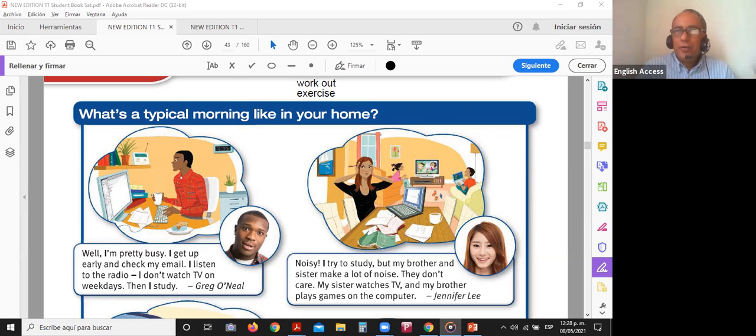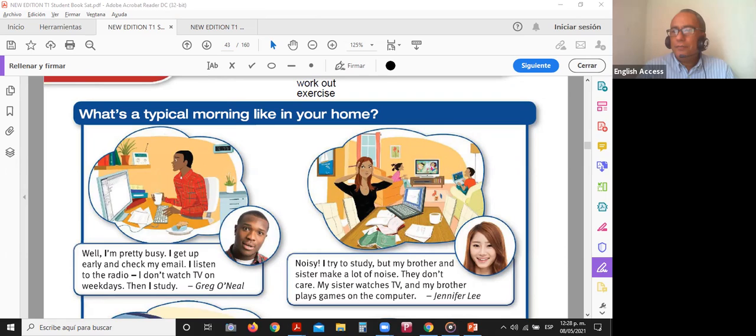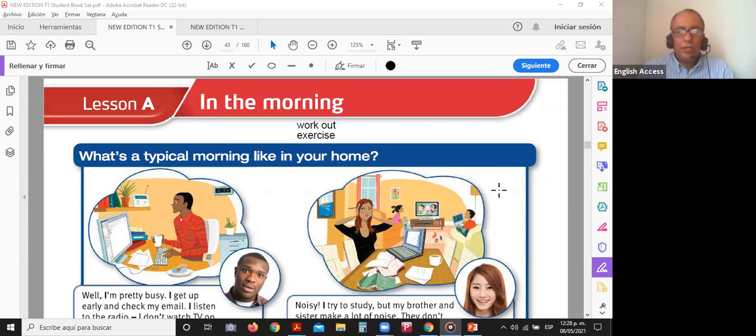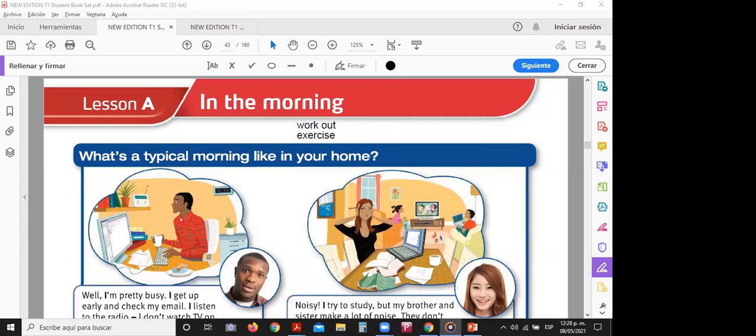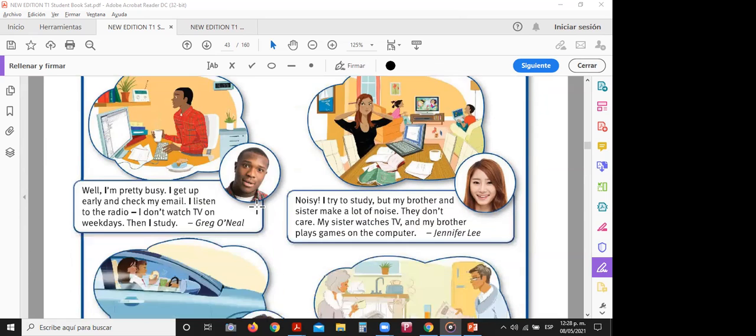Page 34. Unit 4. Can you hear it? ¿Sí pueden escuchar el audio, chicos? Thank you, Fatima. Everyday life. Lesson A. In the morning. Pacheco, can you hear that? Yes? Okay. Getting started. B. Listen and read.